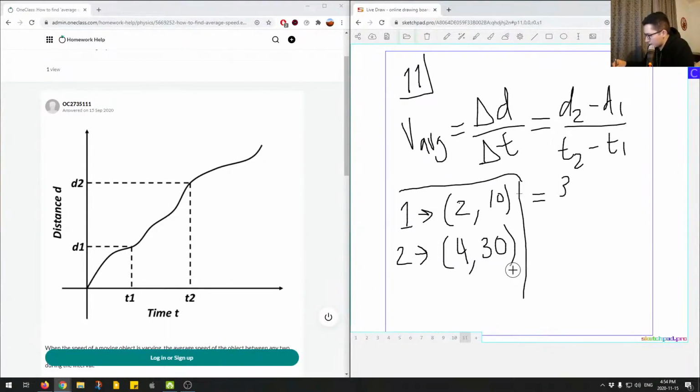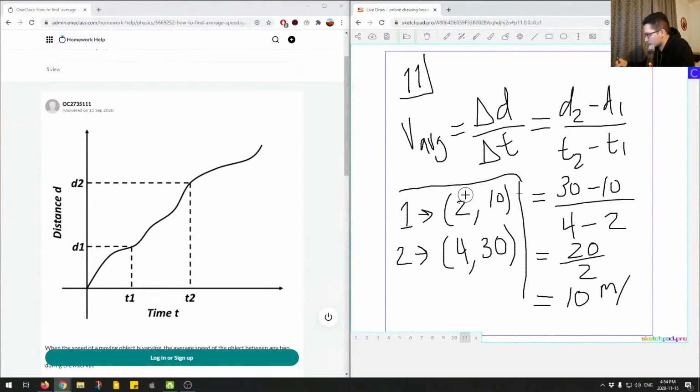We would say 30, so d2, which is right here, minus d1, which is 10, divided by t2, which is 4, minus t1, which is 2. So we end up with 30 minus 10 is 20, 4 minus 2 is 2, and we get 20 divided by 2, and doing this we get 10 meters per second. And that would be the average velocity for this example.